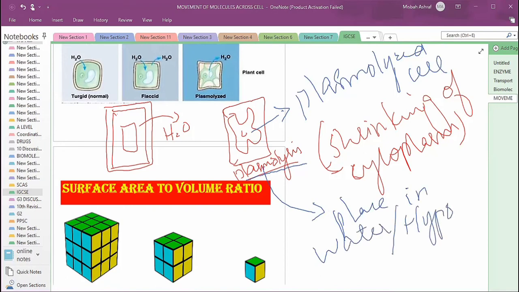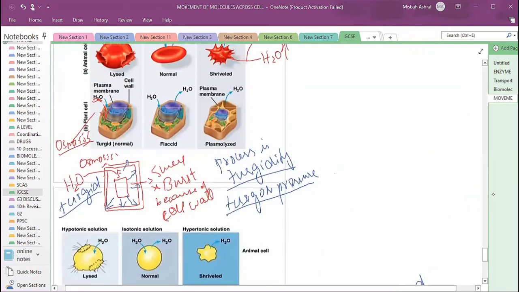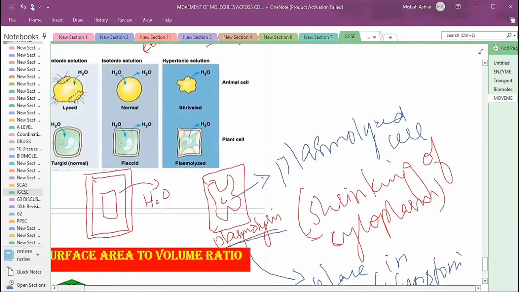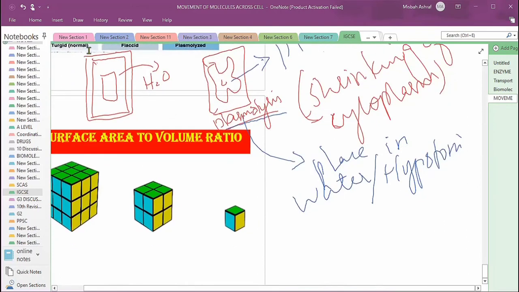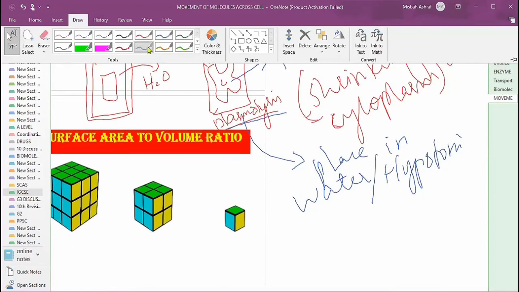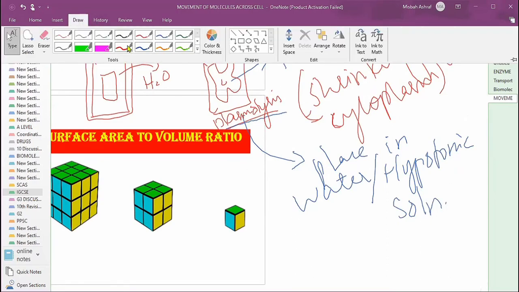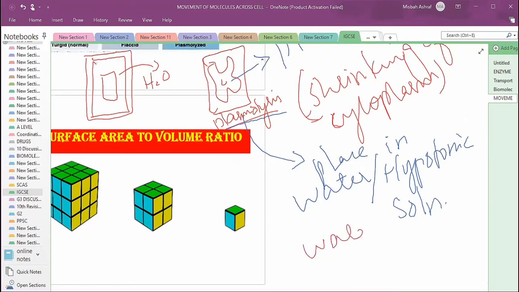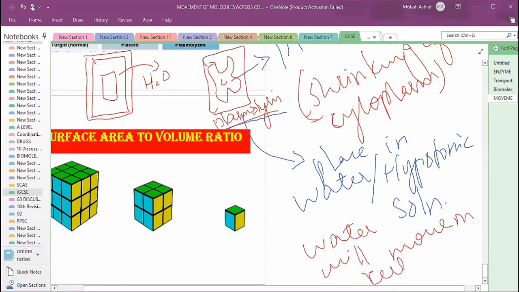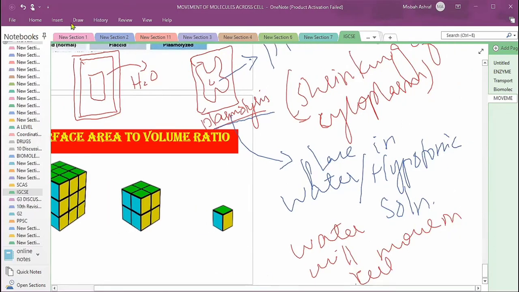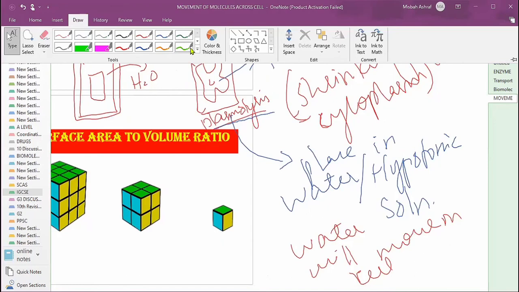Now, if we place it in water or a hypotonic solution, which has a high concentration of water, water will move inside the cell, and the cell will be normalized again. And that cell is known as the deplasmolyzed cell.